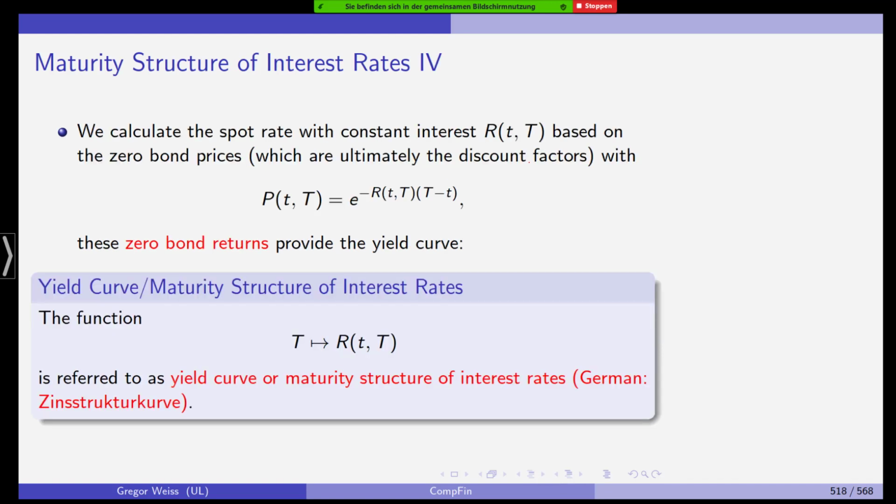And then we can calculate the spot rate with constant interest rate based on the zero bond prices with continuous discounting. We have that the price P(T) has to be equal to this expression, and thus we get the zero bond returns, the yields of the zero bonds. And if we write this down as a function, maturity related to the constant interest rates, this gives us the yield curve or the maturity structure or the term structure of interest rates.